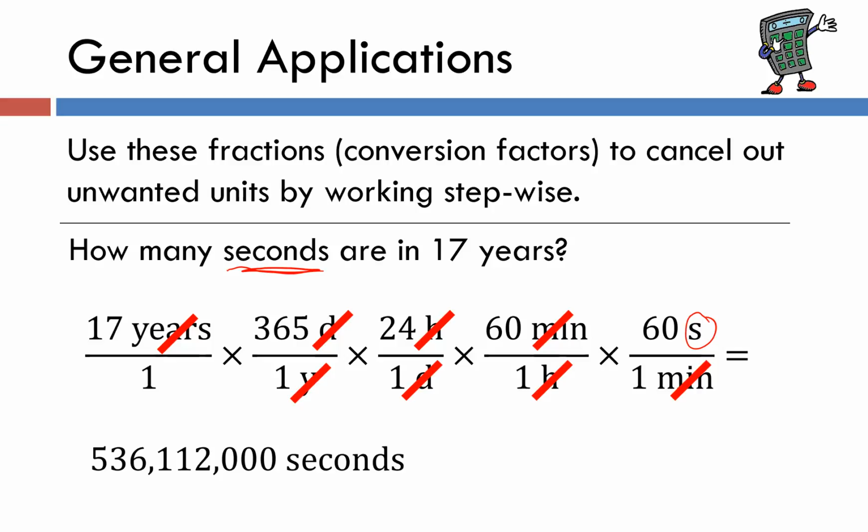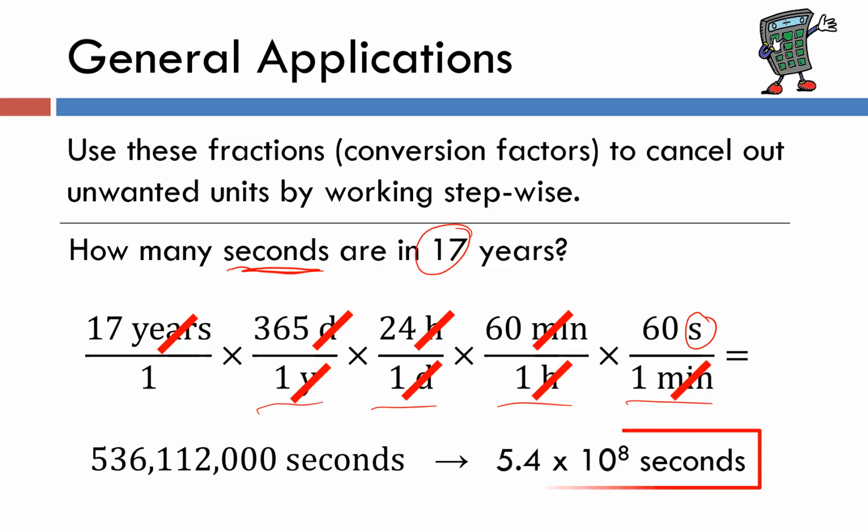We've got to look at significant figures. I see 2 sig figs in the number 17. And then if you think about it, these 4 conversion factors are definitions, so they are correct to an infinite number of significant figures. So I've got to take this gigantic number and trim it down to just 2 sig figs. And I end up with roughly 5.4 times 10 to the 8th seconds.